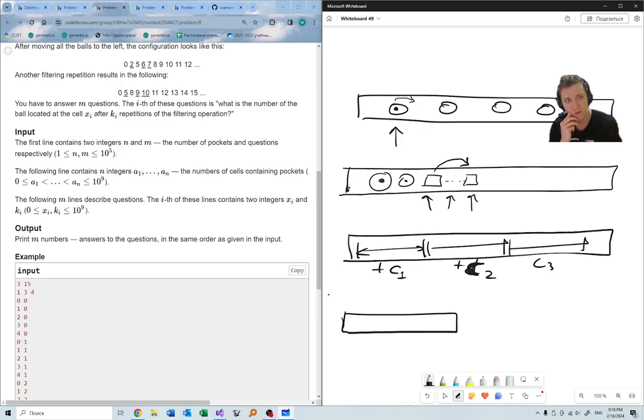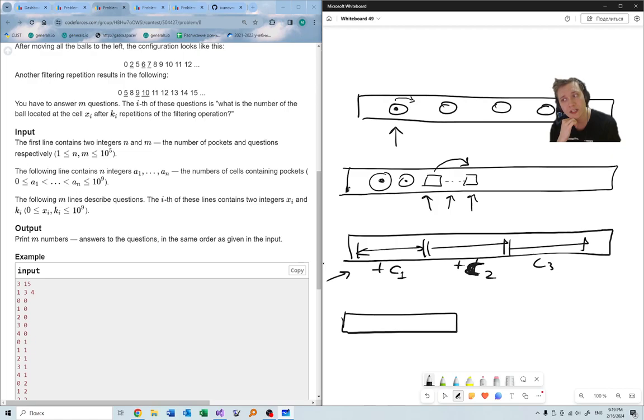However, the number of the segments maybe grows rapidly. We don't know. We really don't know. Can it be that it grows rapidly? So can it be that for 10 to the 9th, there are 10 to the 9 segments? I don't know, maybe it can.